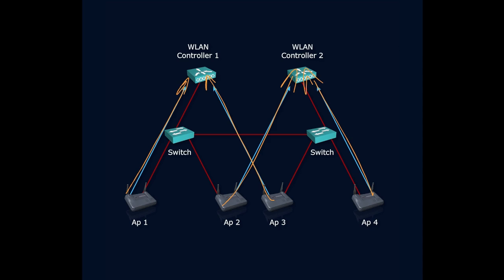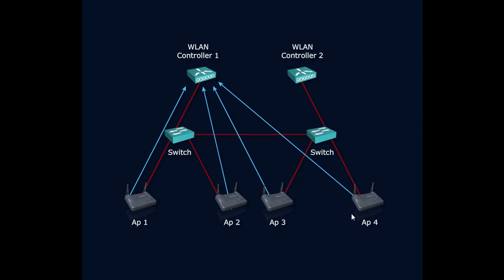But what does this process look like when we do have a master? When we do have a master, it's very simple. We have a wireless LAN controller over here configured as the master. All associations that are not predefined by the AP will be done to the master controller. AP1, AP2, AP3, and AP4.